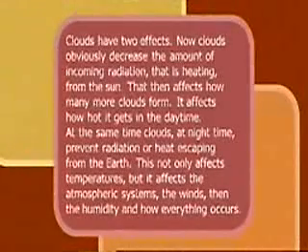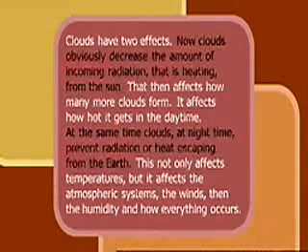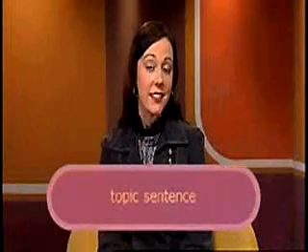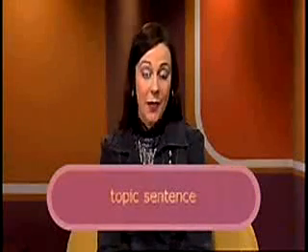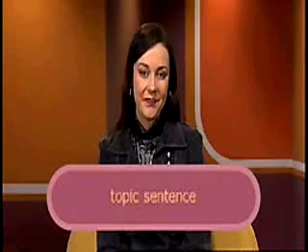Jim Arthur speaks clearly on the topic of clouds. What we have here, when it's written down, is a really good paragraph. A good paragraph consists of three main parts: a topic sentence, supporting sentences, and developing sentences. Let's start by looking at the topic sentence. The topic sentence provides the main idea of the paragraph. It tells us what the paragraph is about.